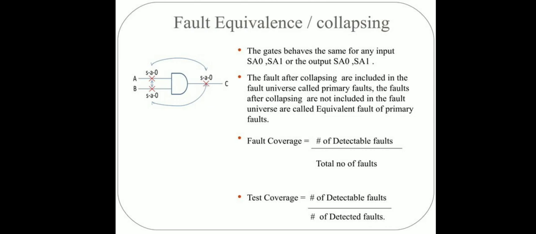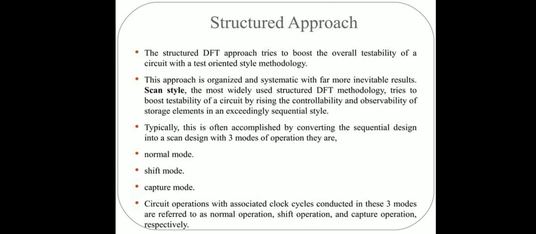That brings us to fault equivalence. The gates behave in the same way for the SA0 or SA1 faults at the outputs. Mostly the faults are identified during the testing process. When there is some collision or any change that occurs, it can be automatically identified, which we call equivalent faults or primary faults. Fault coverage is calculated as detected faults divided by total number of faults. Test coverage is total number of detected faults divided by total number of detectable faults.